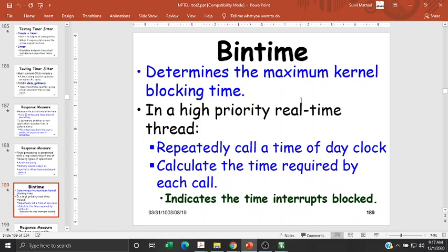So it determines the maximum kernel blocking time. Whenever the kernel blocking time is when somebody is gaining a priority and blocking it. Repeatedly call, calculate the time required by each call. It indicates the time interrupts are blocked. So whenever some task has acquired the priority of a kernel and it is running and it is blocking all the other tasks, for what maximum amount can the task block? That is what is your blocking time.